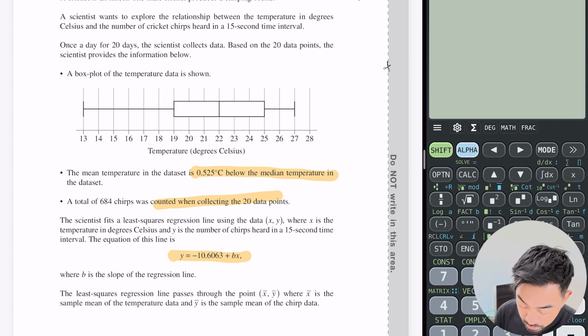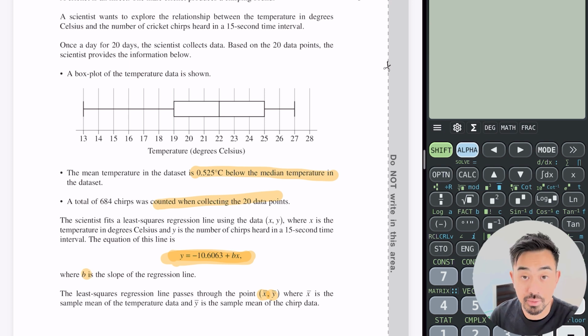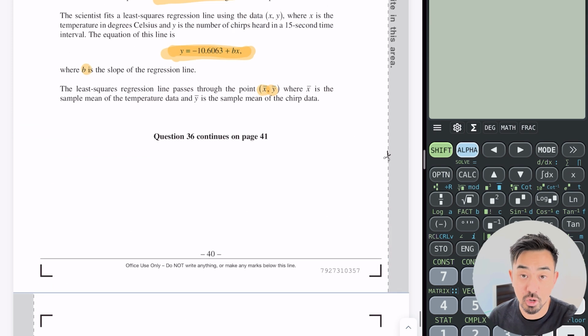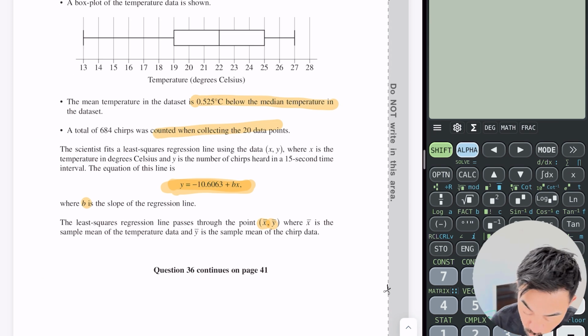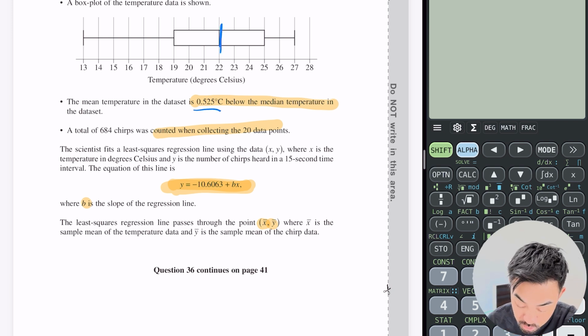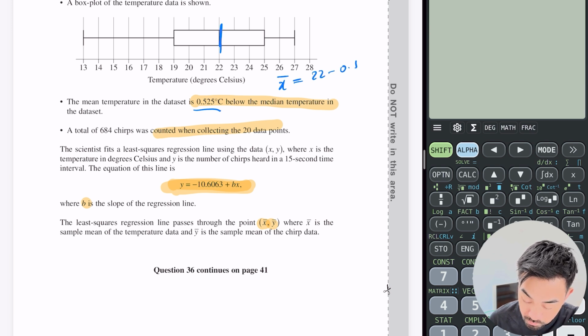Okay, so what do I know here? It gives me some formula here, and it's telling me that it passes through the point x bar, y bar. So at some point, I need to figure out what b is, because I want to substitute a number down here, 19 degrees Celsius. So what do I know? Well, I know that the mean temperature is 0.525 below the median. Well, the median is 22, right? So the temperature x bar will be 22 minus 0.525.